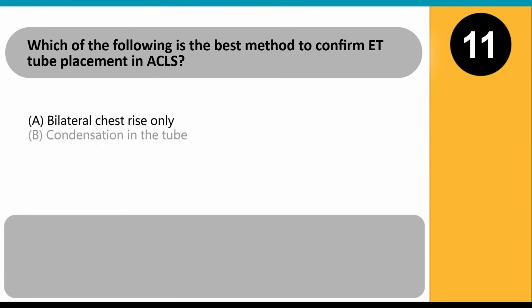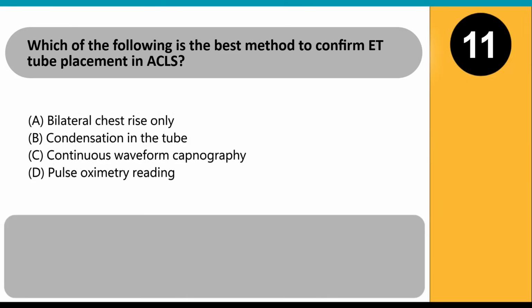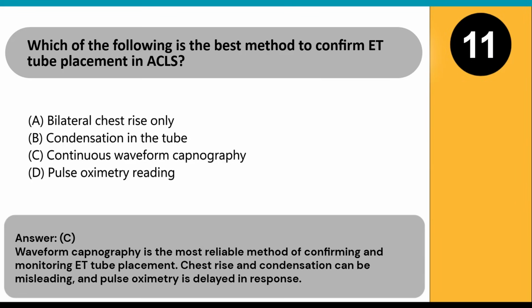Which of the following is the best method to confirm ET tube placement in ACLS? A. Bilateral chest rise only. B. Condensation in the tube. C. Continuous waveform capnography. D. Pulse oximetry reading. Answer C. Waveform capnography is the most reliable method of confirming and monitoring ET tube placement. Chest rise and condensation can be misleading, and pulse oximetry is delayed in response.